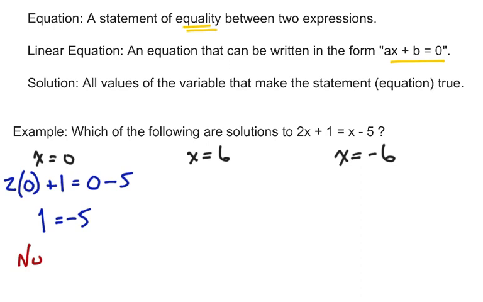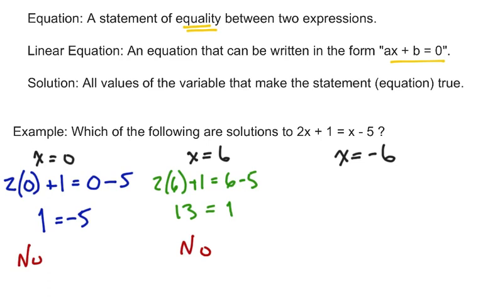Let's try it again, this time with x equals 6. Let's see if x equals 6 is a solution. Once again, plug it in everywhere that you see x. So 2x plus 1 equals x minus 5. And then simplify. 2 times 6 is 12. 12 plus 1 is 13. And 6 minus 5 is 1. Is 13 equal to 1? No. So that means x equals 6 is not a solution.